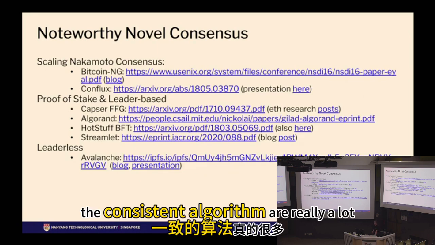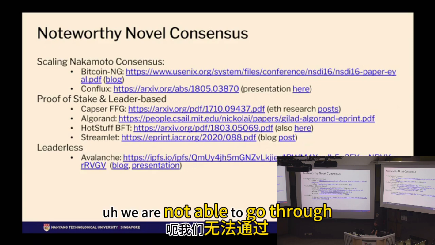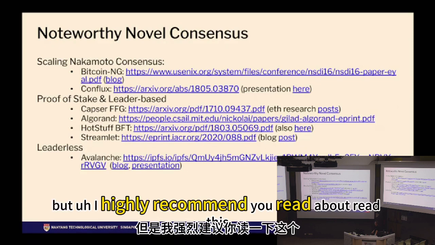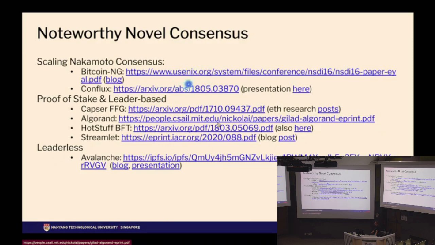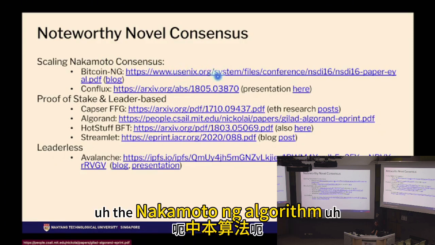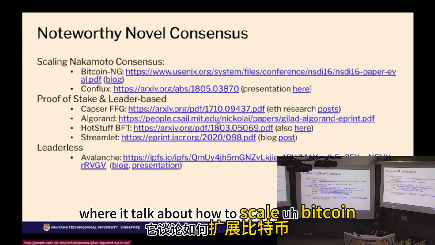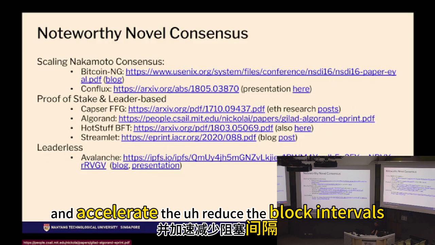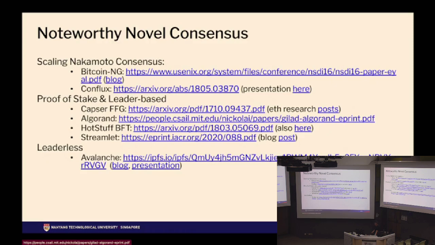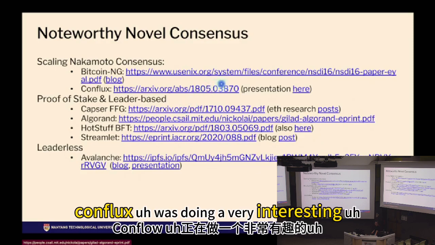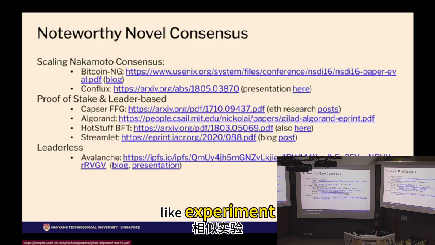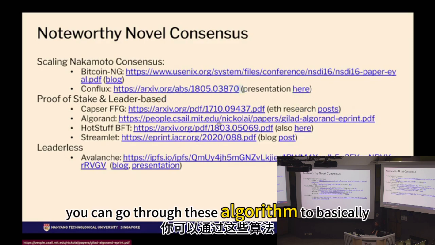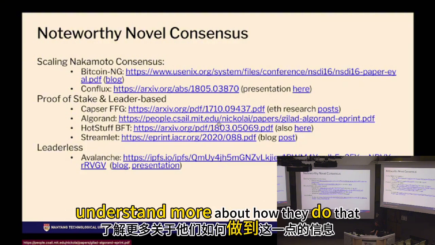There are really a lot of consensus algorithms. We are not able to go through them all, but I highly recommend you read the Bitcoin-NG algorithm, where it talks about how to scale Bitcoin if you want to fork another Bitcoin blockchain and reduce the block intervals. And Conflux was doing a very interesting experiment. You can go through this algorithm to understand more about how they do that.